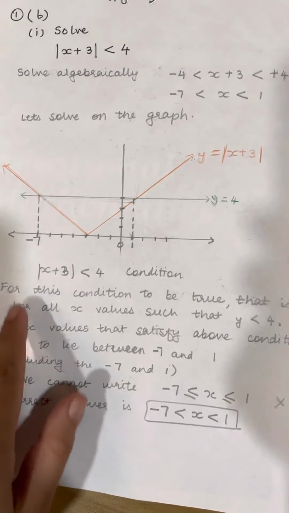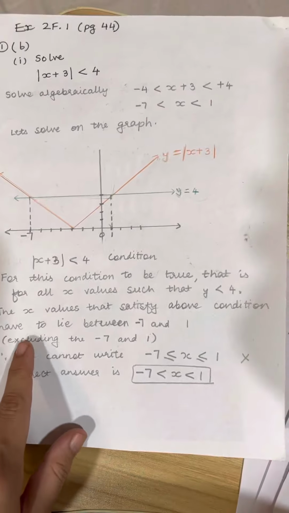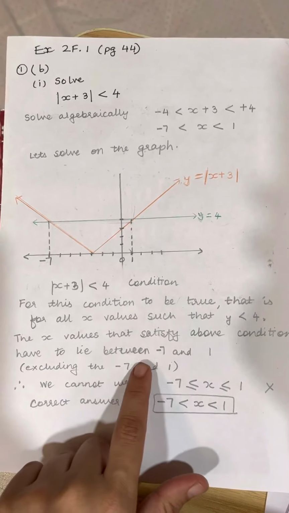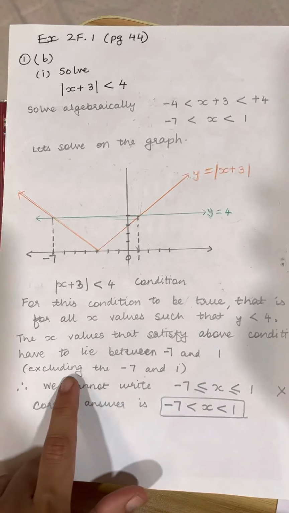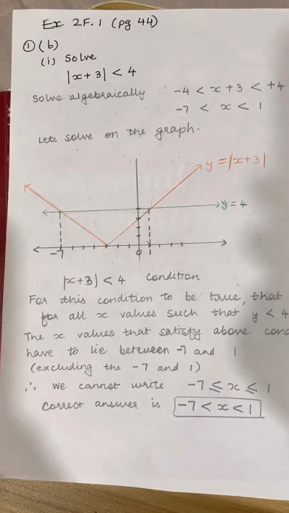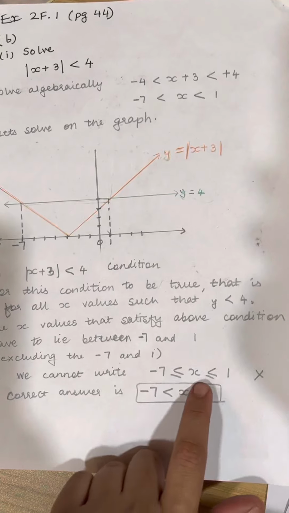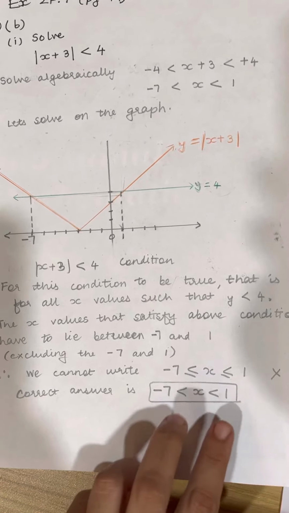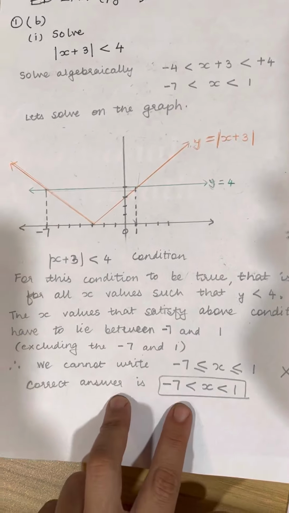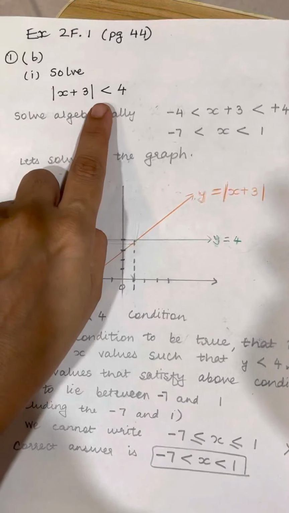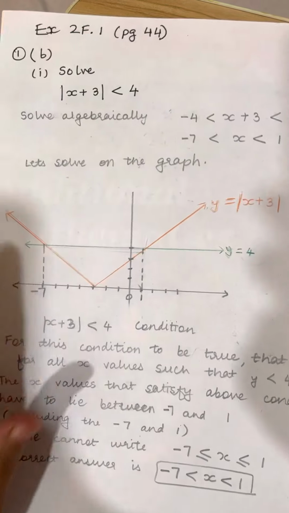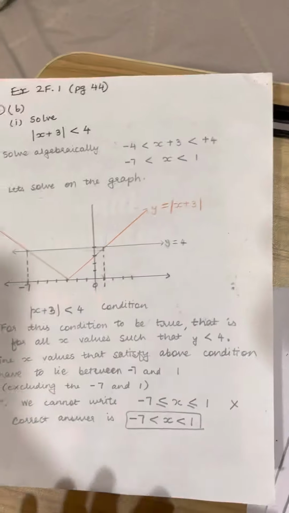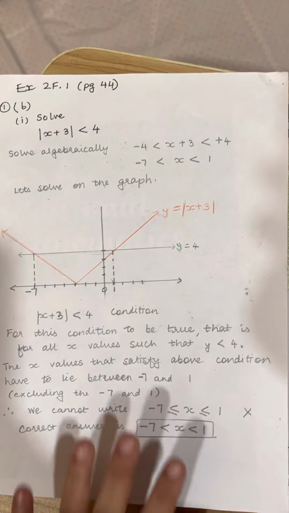So here, the x values that satisfy the above condition have to lie between -7 and 1, excluding -7 and 1. I cannot write this with the equal to sign, less than or equal to, greater than or equal to. I have to only write it without the equal to. Why? Because in the question, are they saying less than or equal to 4? No. So I only write this. So this is B part 1. Let's look at B part 2.